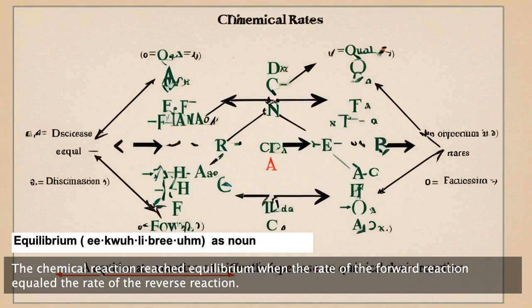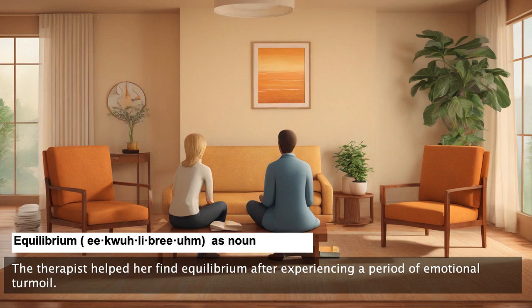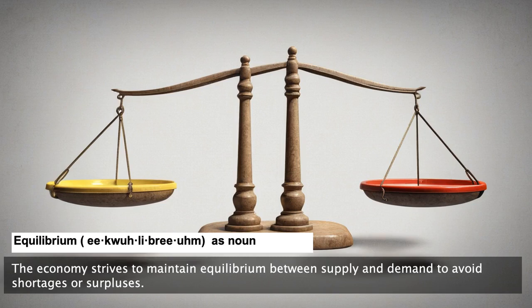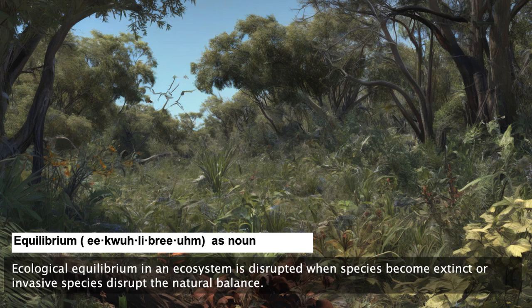The chemical reaction reached equilibrium when the rate of the forward reaction equaled the rate of the reverse reaction. The therapist helped her find equilibrium after experiencing a period of emotional turmoil. The economy strives to maintain equilibrium between supply and demand to avoid shortages or surpluses. Ecological equilibrium in an ecosystem is disrupted when species become extinct or invasive species disrupt the natural balance.